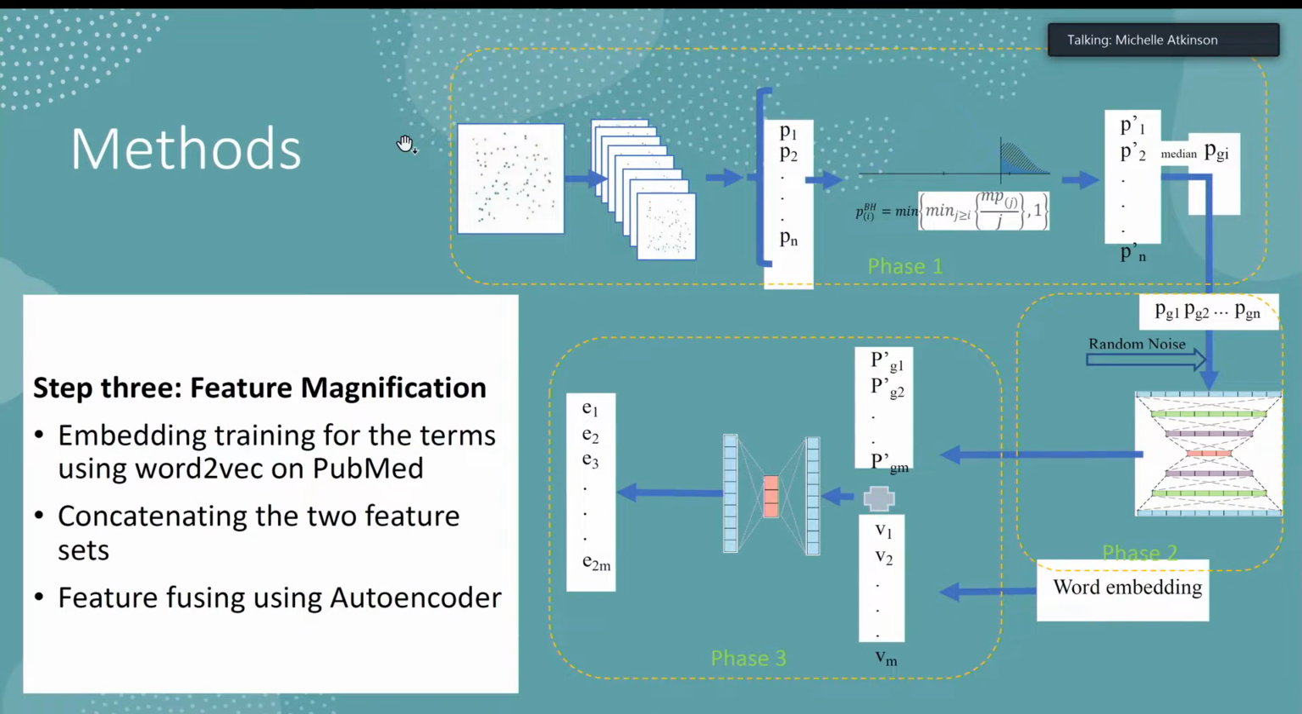Now, with the embedding generated from the autoencoder, we combine that with the word2vec embedding, and then we take these two feature sets together and use the autoencoder, train it, and magnify the features.